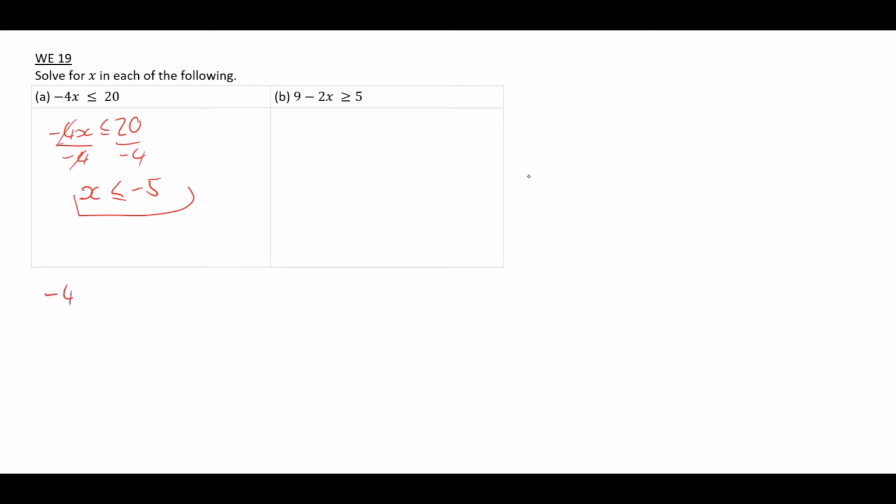So if I go -4 times -7 is less than or equal to 20. Well, -4 times -7 would be positive 28, and positive 28 is definitely not less than or equal to 20. So that's the key thing.